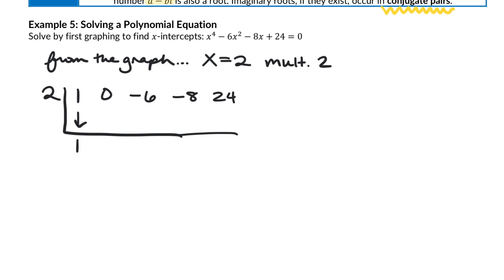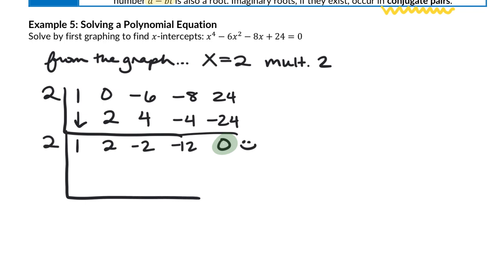We bring down. We multiply. We add. We multiply. We add. We multiply. We add. We multiply. We add. We smile because our remainder is 0. That's what we wanted. We know that has to happen though because we see that it says 0 of the function. So we knew we should get 0 as a remainder. But I also know that since it bounces at 2, I could divide by 2 again. So I'm just going to extend this synthetic division. I'm going to divide by 2 again.